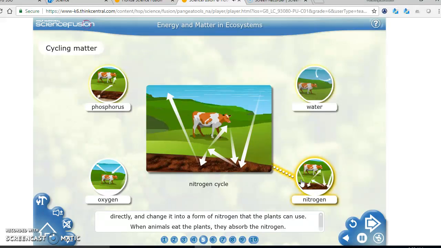When animals eat the plants, they absorb the nitrogen. Then, when the plants and animals die, they decompose and the nitrogen returns to the soil. There, other soil bacteria change the organic nitrogen into a form of nitrogen that goes into the air. Pretty neat, huh?